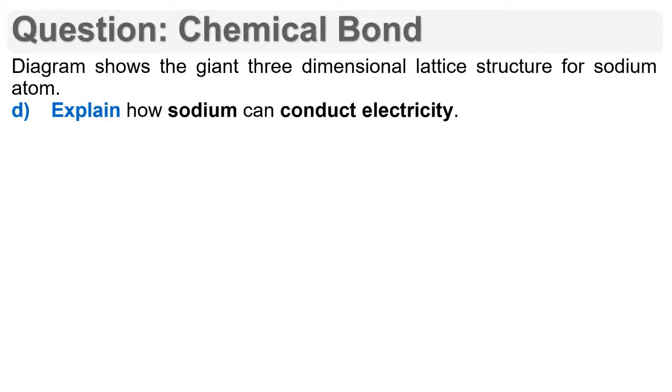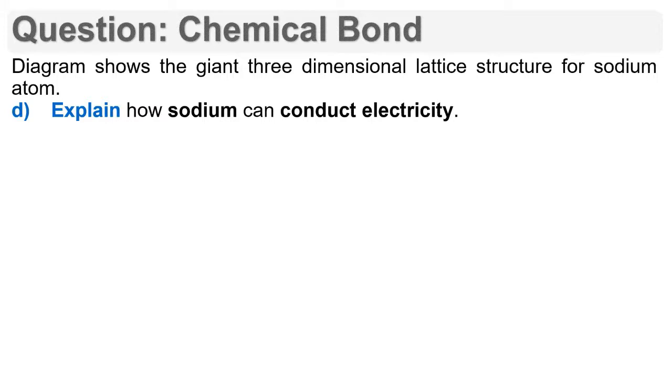D. Explain how sodium can conduct electricity. Covalent compound does not conduct electricity in all physical states. Molecules are neutral. There are no free-moving ions. Ionic compound conducts electricity in molten and aqueous solution. Ionic compound consists of ions. In molten or aqueous solution, ions move freely.